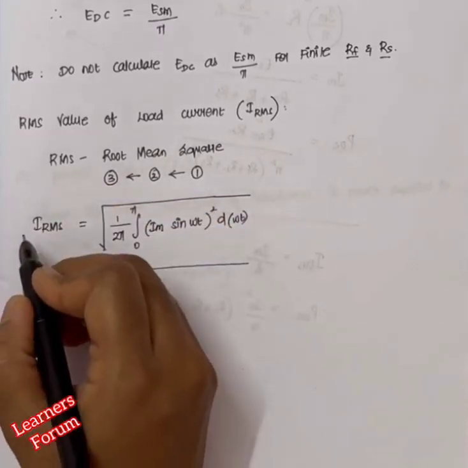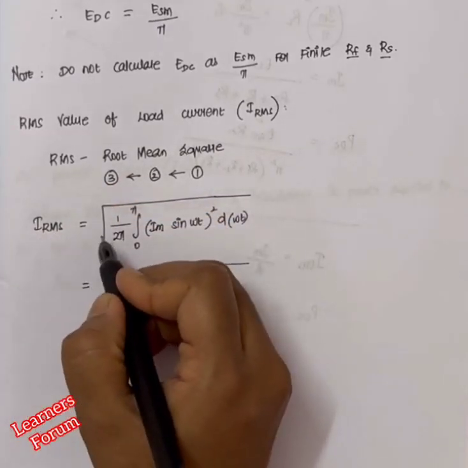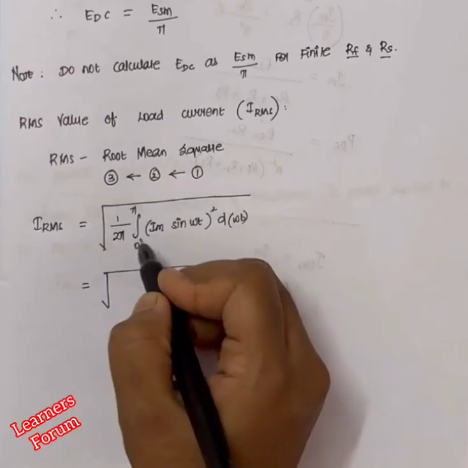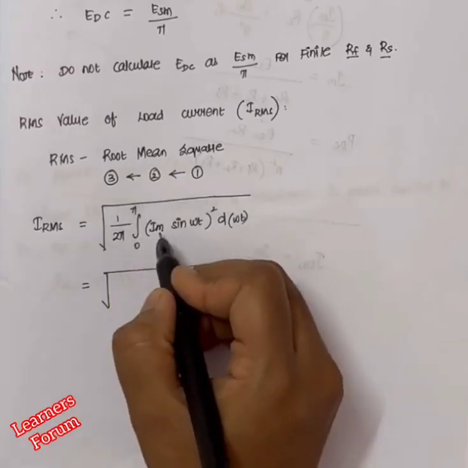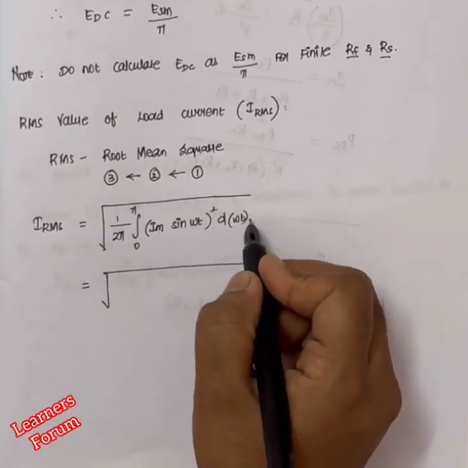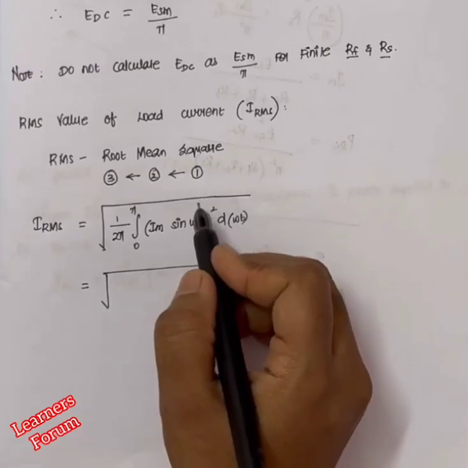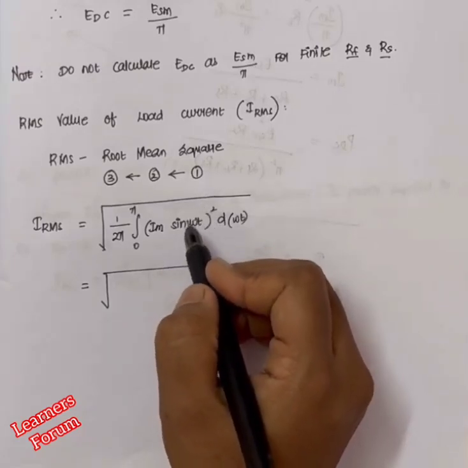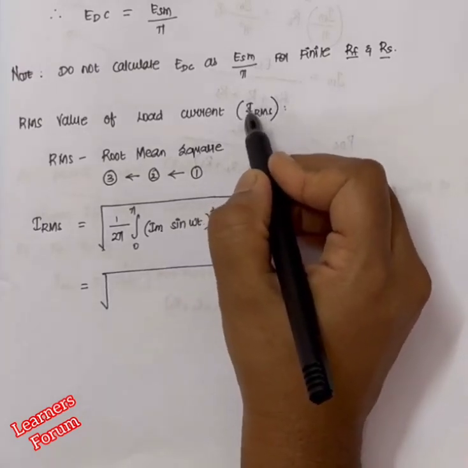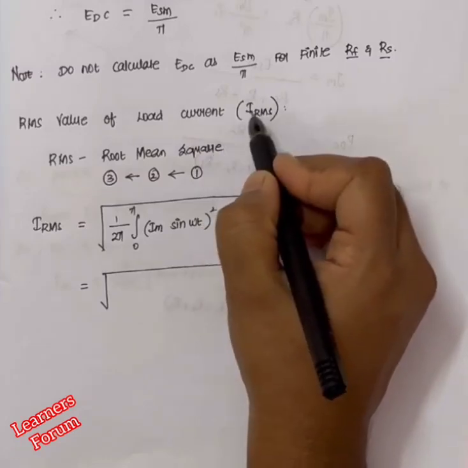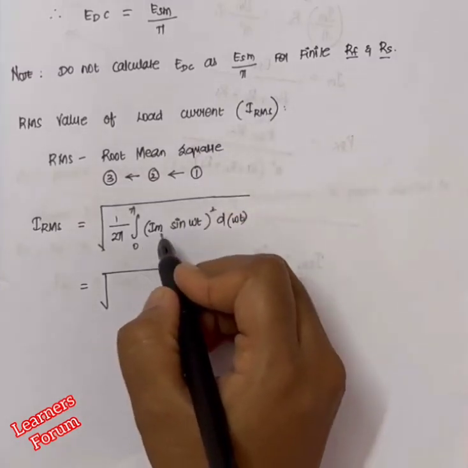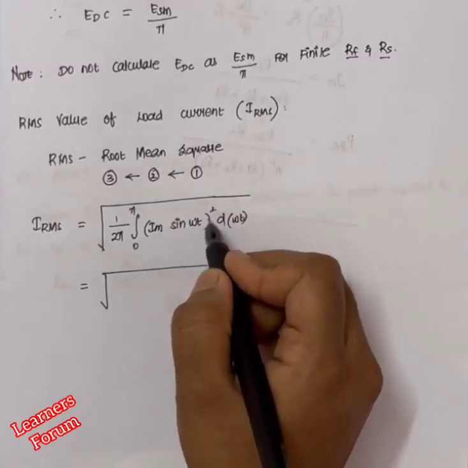Now let us calculate the value of IRMS, which is nothing but square root of 1 by 2 pi integral 0 to pi of (Im sin omega t) square d omega t. So as I said before, first we are calculating the value for current, that is the RMS for the current. So we have to take a squared value of current first. So the squared value of load current is (Im sin omega t) square.